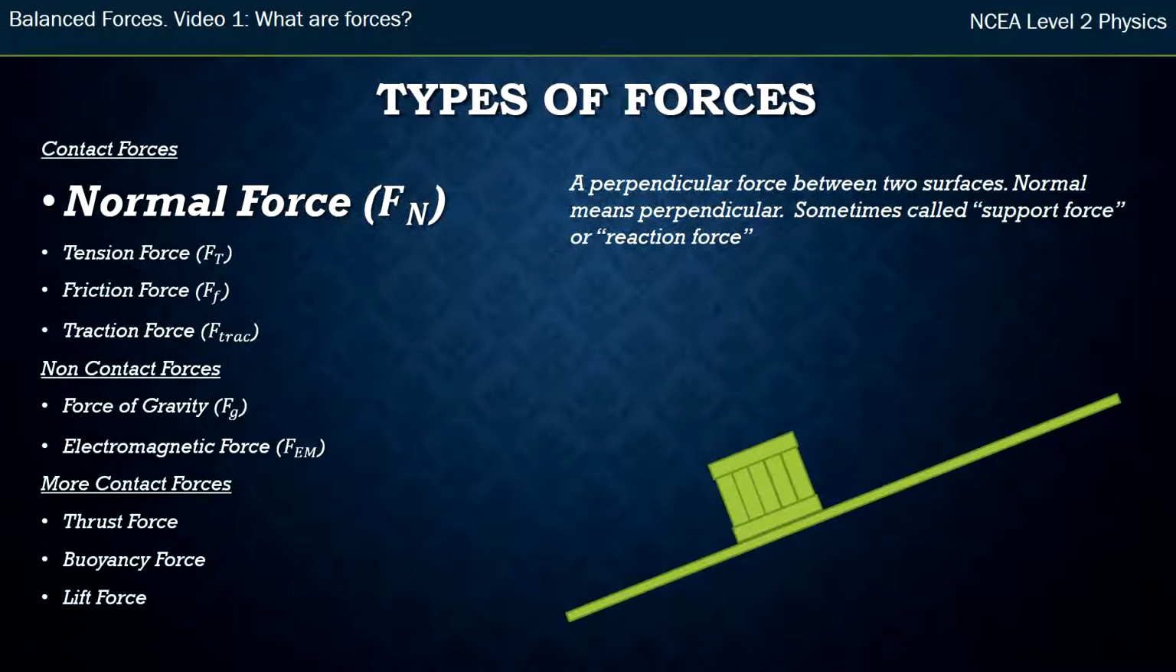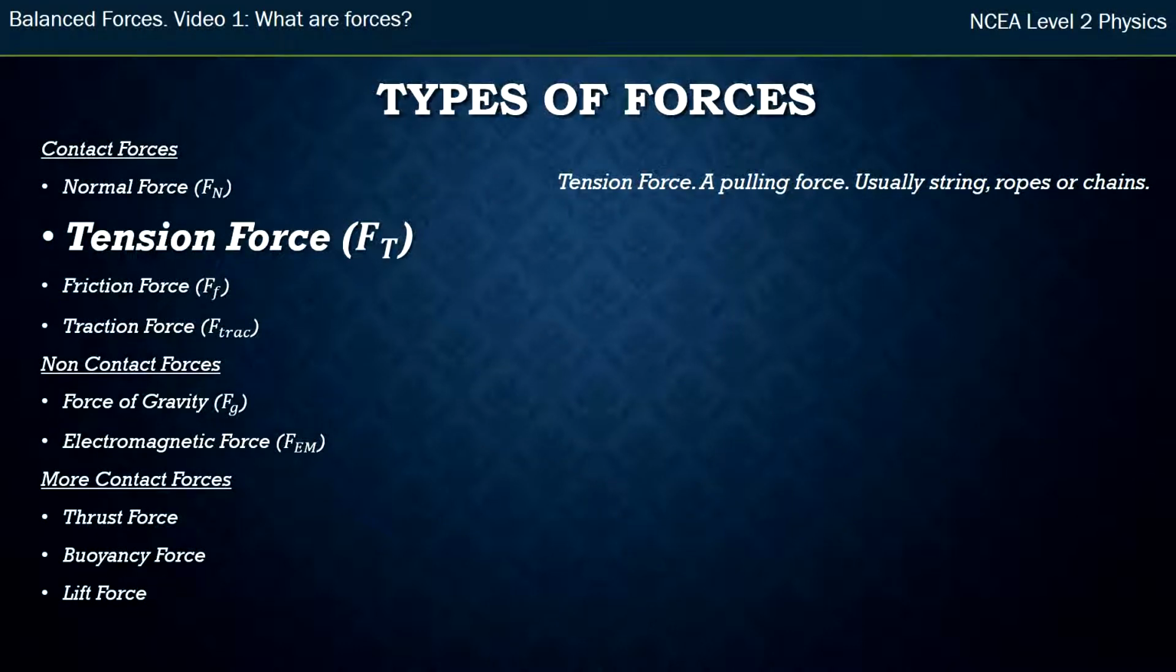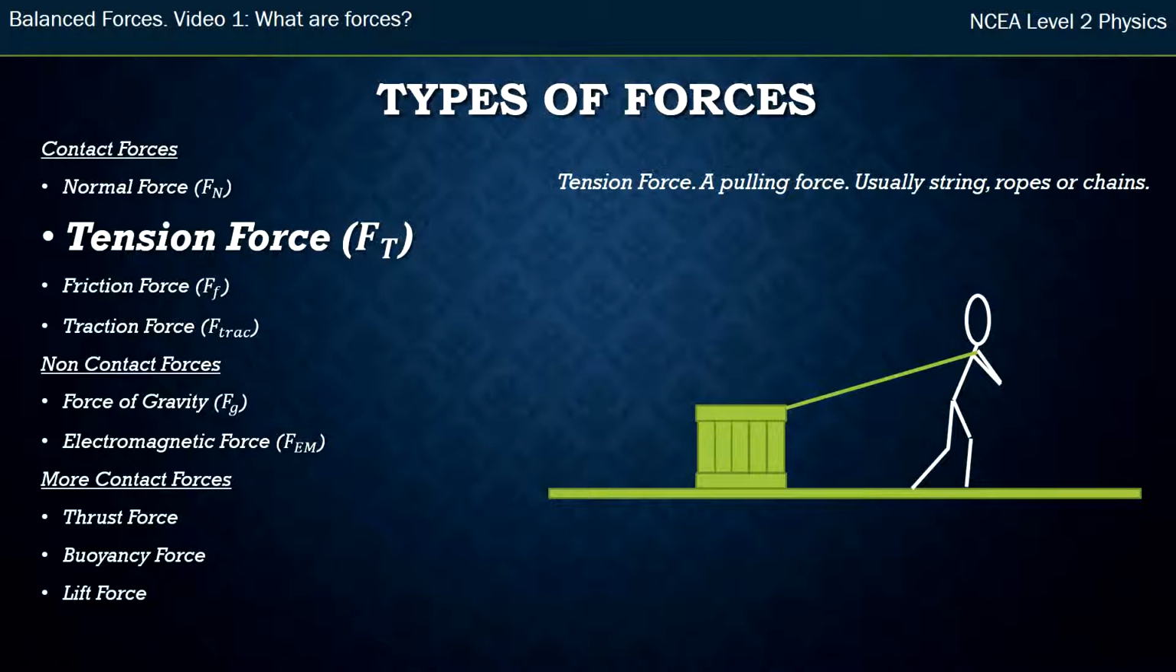I like the word normal because if the box is on a sloped hill, instead of using the term support force, if you're using the term normal force, then you really are thinking of that force at 90 degrees to the surface. A tension force is a pulling force, so you see it with strings and ropes and chains. So we have a man pulling the box, and so there's the tension force along the direction of the rope there.